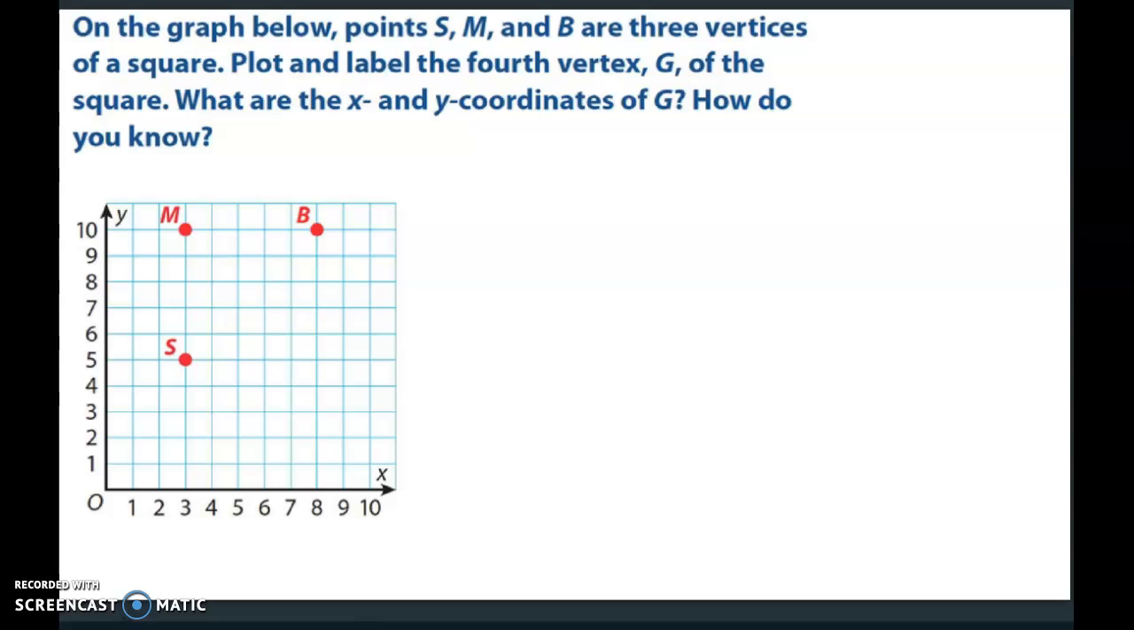Think about what you know about a square. What are some things you know? It has right angles, right? It also has four sides of equal length. So let's count how many units it takes us to go from S to M, and let's see what the length of that side is.